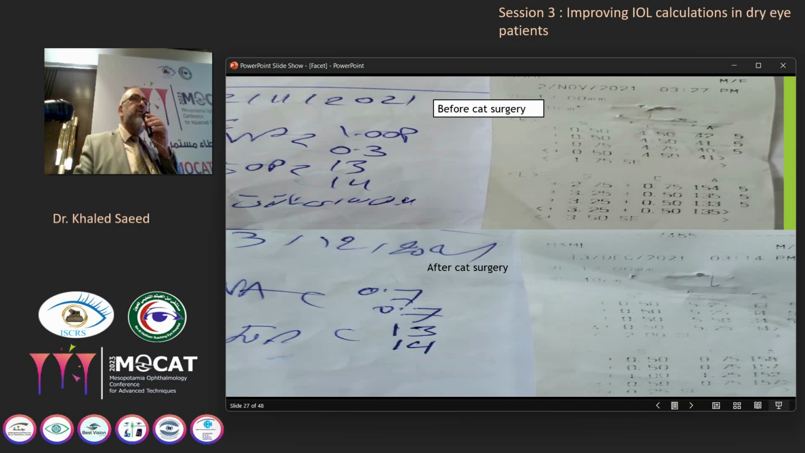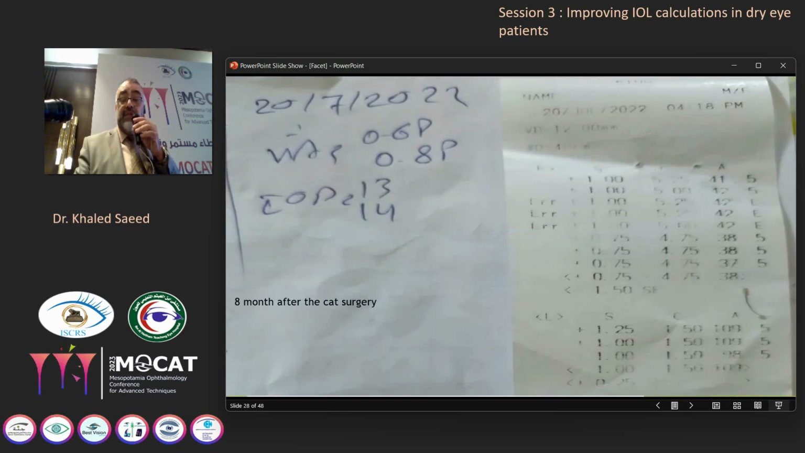I didn't think that it would be improved after the cataract surgery so much. So I did cataract surgery for her, and you can see that this is approximately 7 or 8 months after the cataract surgery. She's seeing 6.9 without glasses. The result was amazing, and this is approximately one year after the surgery. Her vision is now 0.8.